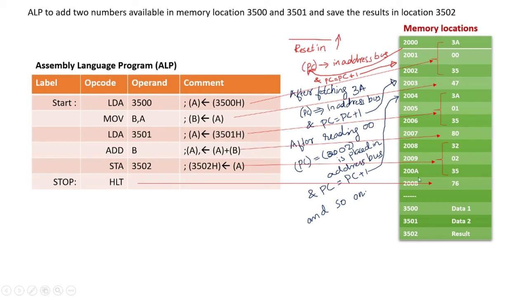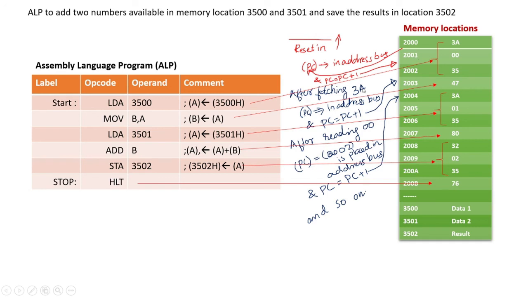So let's come back to the program counter. Whenever the RESET IN bar pin of 8085 goes high, the address which is available in the PC is initially 2000. That content of the PC, that is 2000, is placed on the address bus. Thereby the MPU creates a link with the location 2000. At the same time the PC increments by 1, so PC becomes PC plus 1. During the fetching of 3A from memory into the instruction register, the content of the PC becomes 2001.